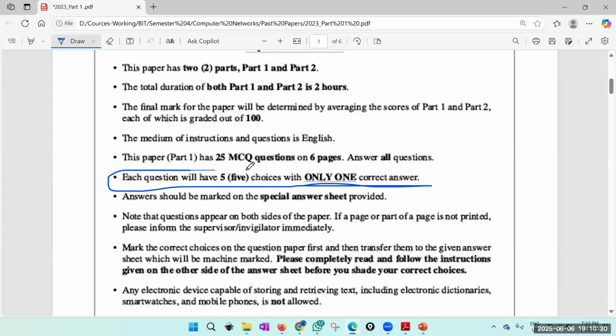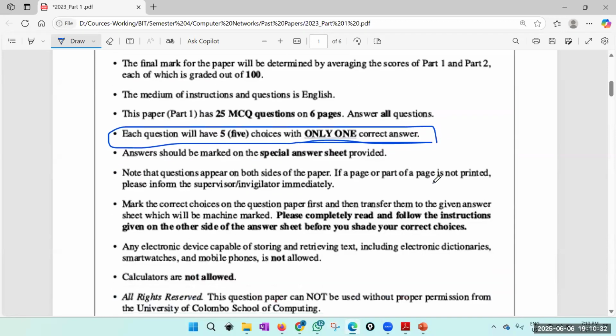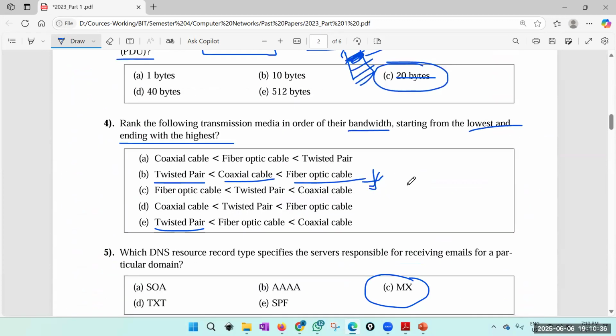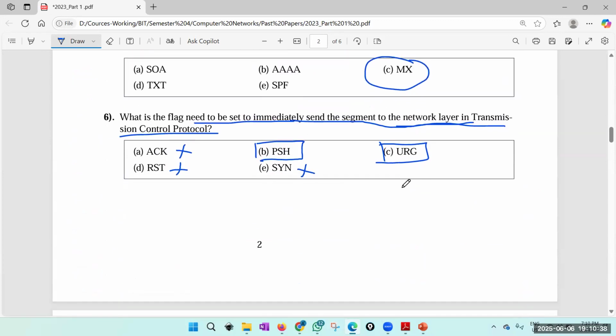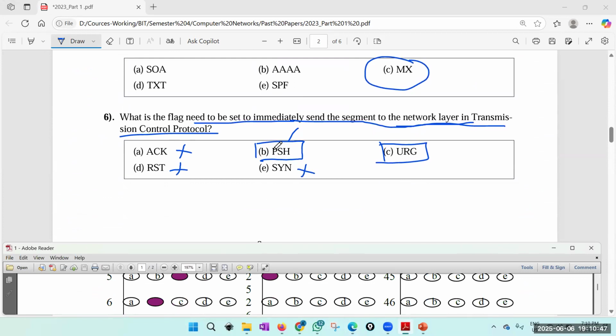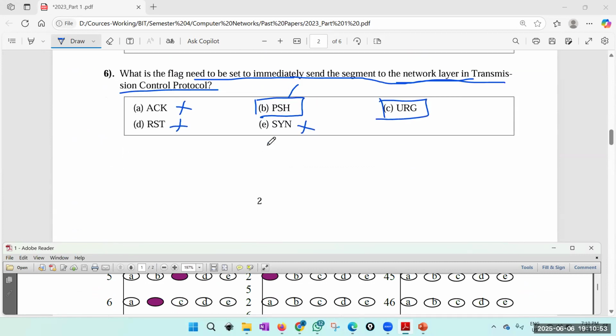Always double check instructions because this year it can be different. Paper by paper, you need to double check. Possibly, I'm not very sure. Maybe push. Question six, yes, they have taken push. Anyway, it's a little bit fuzzy whether push or urgent according to the instruction, because both are to speed up.